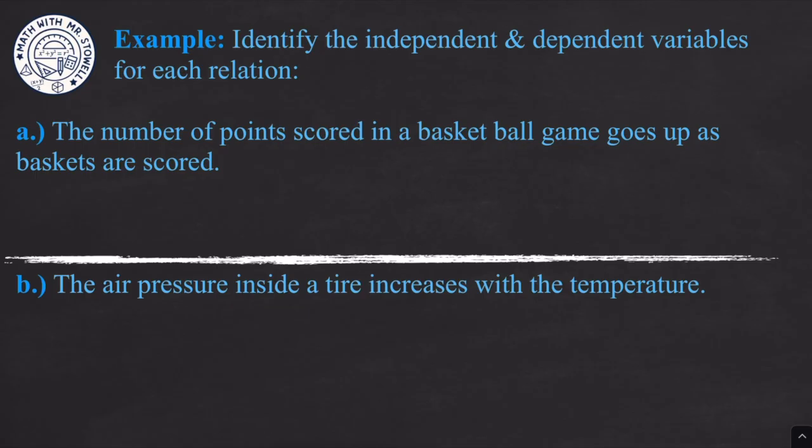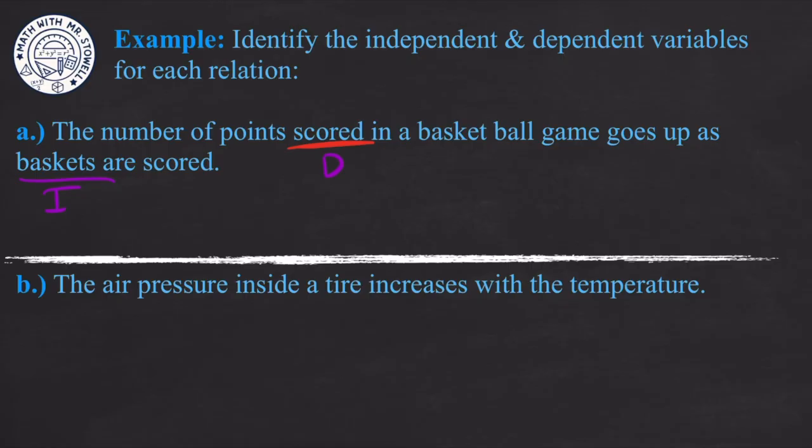Let's do a few more just to make sure we have it in the bag. Identify the independent and dependent variables for each relation. The number of points scored in a basketball game goes up as baskets get scored. Okay, well, we have two things going on. We have some scores. We're making some points. Well, how are we making the points? We're scoring baskets. So it sounds like the score is dependent upon the baskets. Depending on what your score is, will depend on how many baskets you made. We have our independent and our dependent.